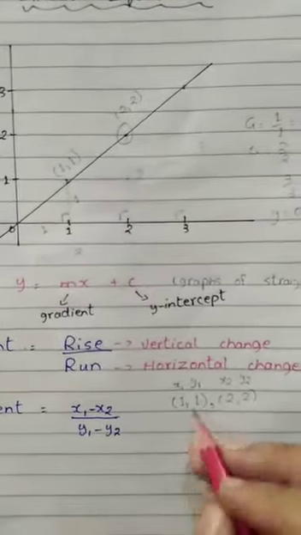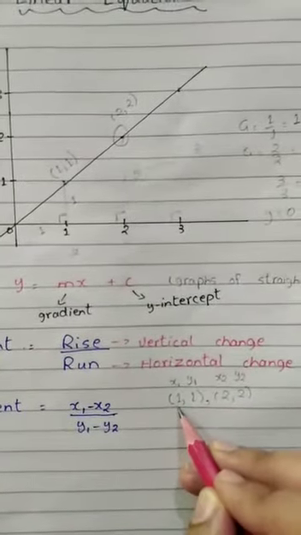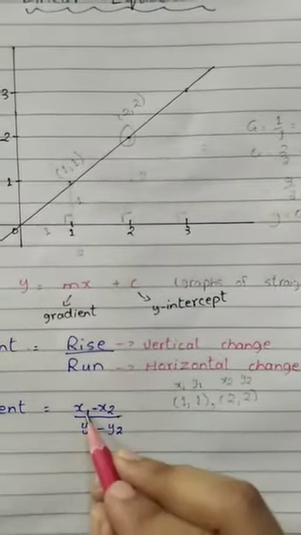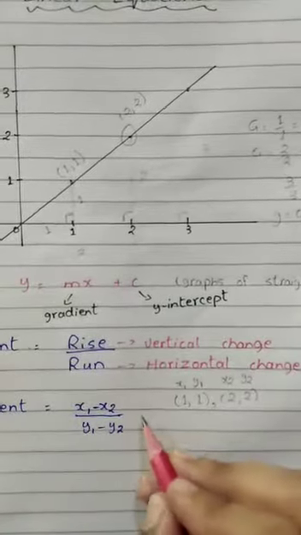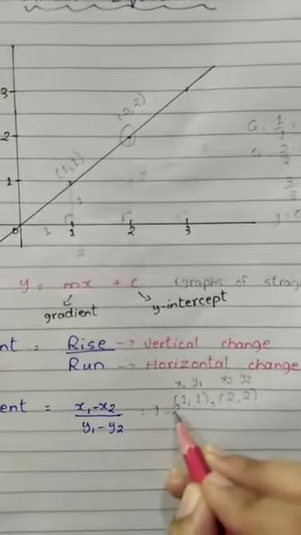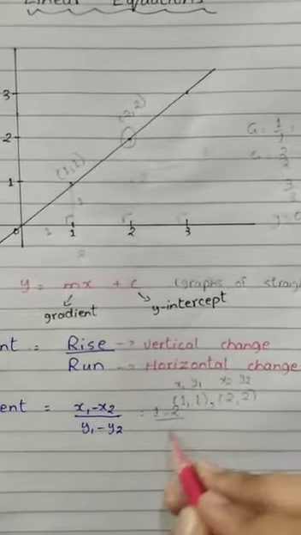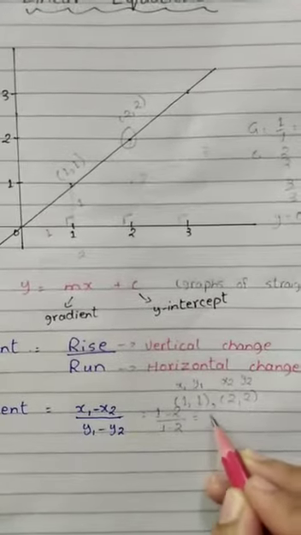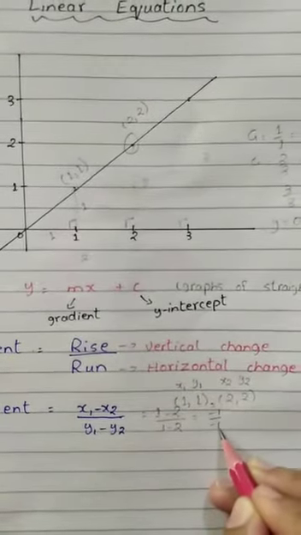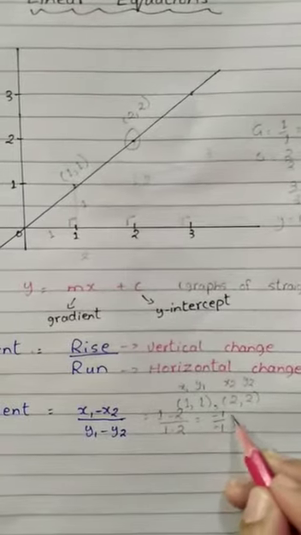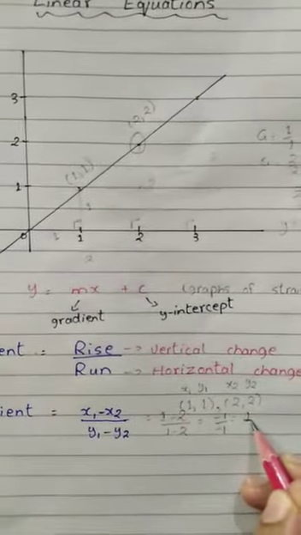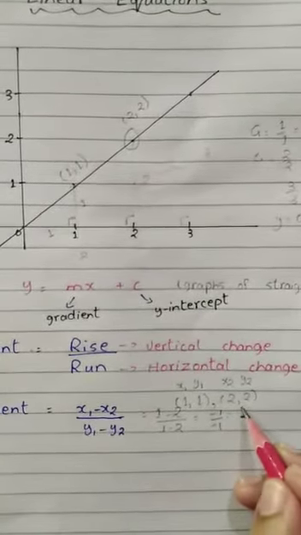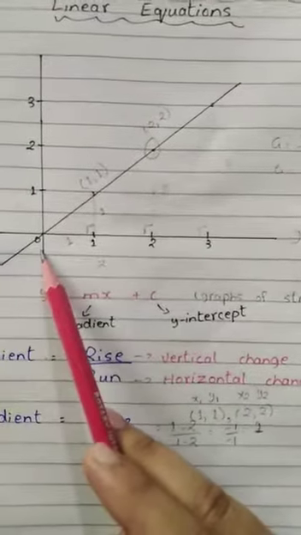Or you can make these two x1, y1, it doesn't matter. So we have x1 is 1 and x2 is 2. Simply we will put the values in the given formula. So 1 minus 2 divided by again 1 minus 2. So it becomes minus 1 over minus 1, and minus will cancel minus and the answer is 1. So again you got gradient 1 and y-intercept is 0.